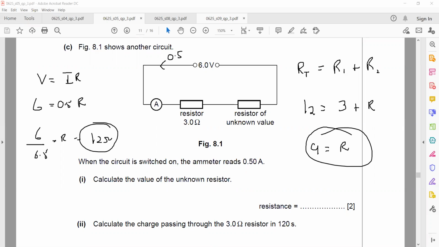First, I got the total resistance of the circuit, and from the total resistance I subtract the resistance of one component. So I will know the resistance of the other component. As we know, when they are connected in series, the total resistance is the sum of the individual resistances.